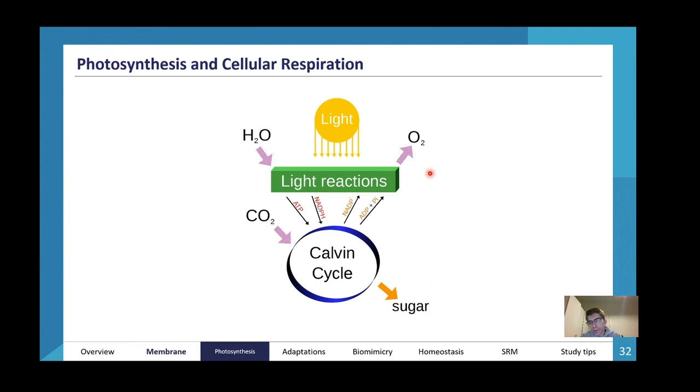Now, what is really important for VCE, and this is why the diagram is there, is for you guys to know the inputs and the outputs of photosynthesis. The inputs of photosynthesis are water, carbon dioxide, and light. The outputs are oxygen and sugar. But you also have to focus on the energy carrying molecules. Now, these ones kind of rotate during the Calvin cycle, where ATP can be converted into ADP plus phosphate, and NADPH can be converted into NADP.